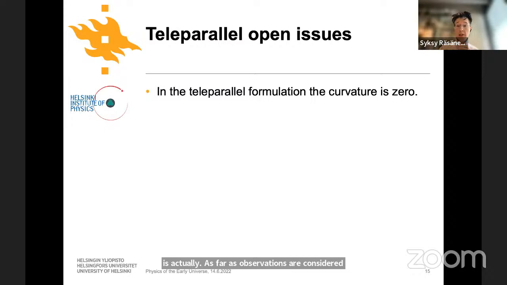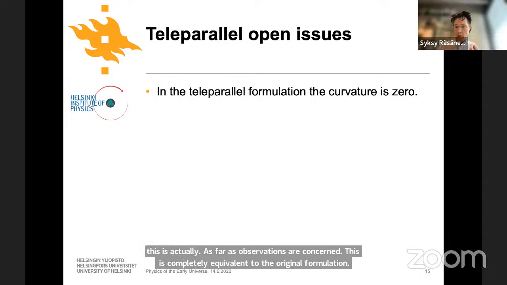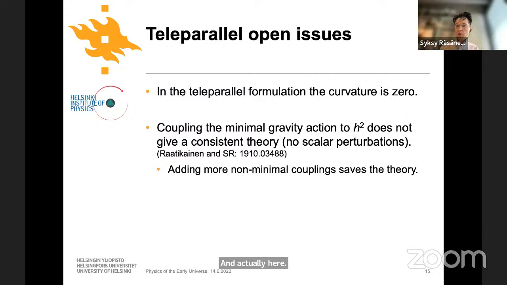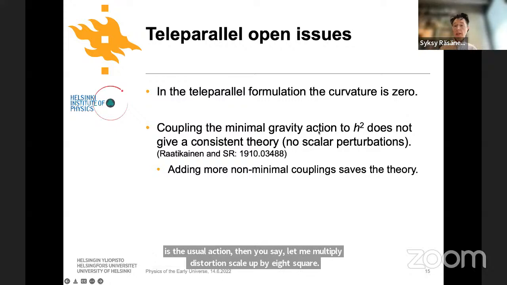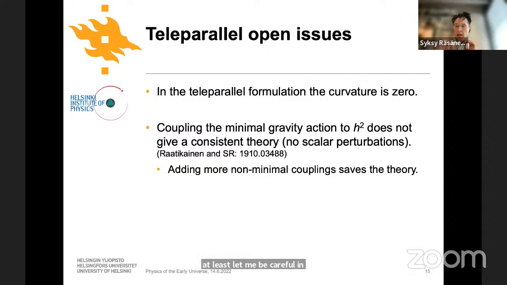Now we can ask, what happens if you add this non-minimal coupling? Here there's a bit of a surprise. If you do the same as in the metric or Palatini case, where you have the Ricci scalar multiplied by a constant and then add H squared times R, here you have the torsion scalar multiplied by a constant, which is the usual action. Then you say, let me multiply this torsion scalar by H squared. And it turns out that the theory is not consistent, or at least, let me be careful: if you look at inflation, at linear order perturbations around Friedmann-Robertson-Walker, there are non-scalar perturbations that are problematic. So the theory is problematic.